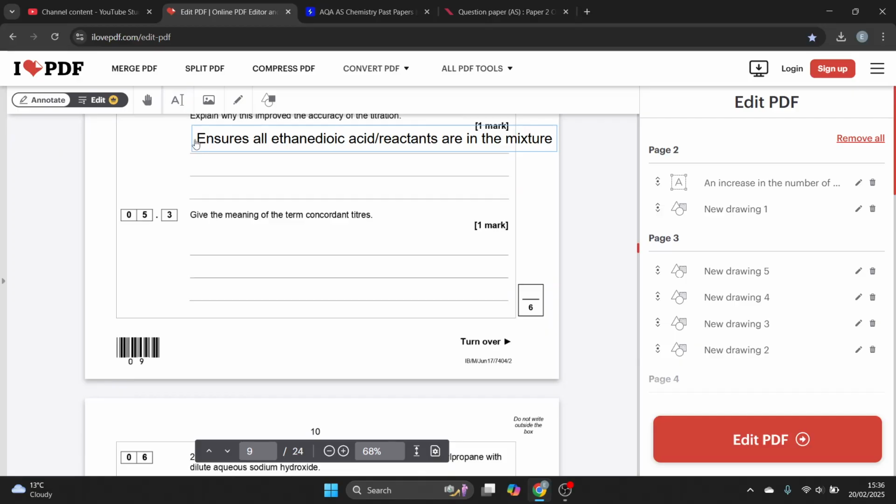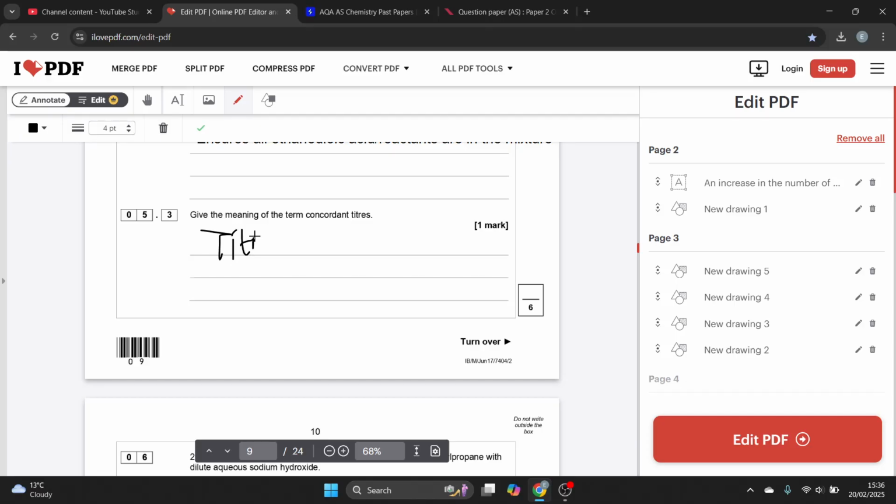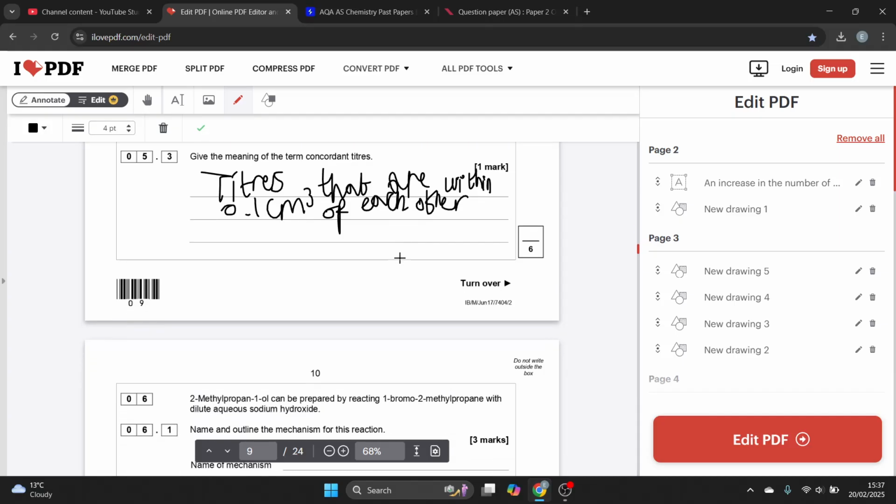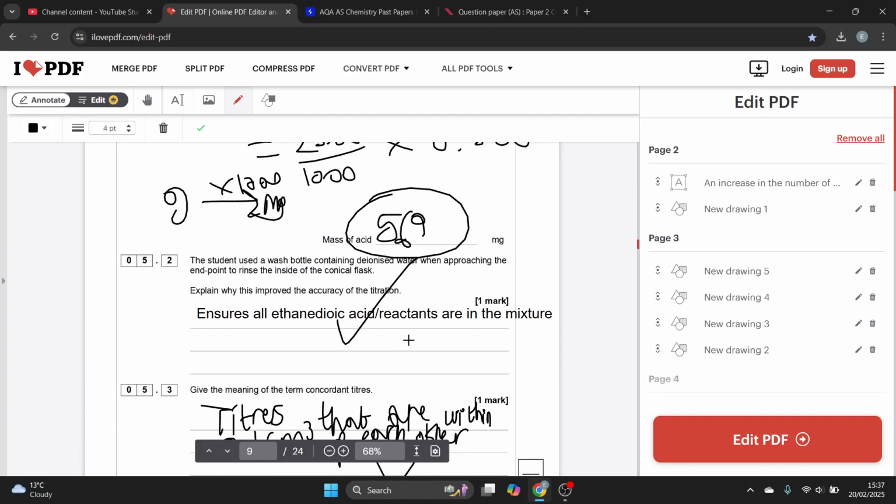Give the meaning of the term concordant titres. Titres that are within 0.1 centimeters cubed of each other. Shows all the ethanedioic acid / reactants are in the mixture.